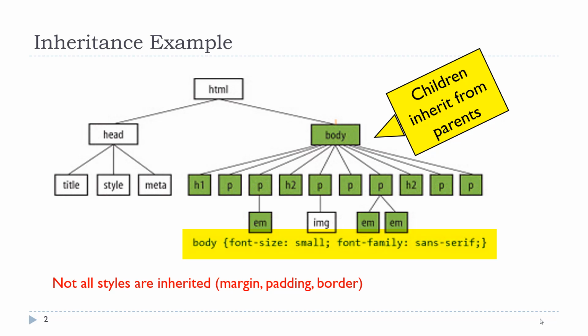So here we see an example of the styles being applied to the body tag. This is very common. We often will apply styles that we want everywhere to the body tag, and these are referred to as global styles, as they affect everything in the page. I would like to point out that not all styles are inherited. The box style properties, such as margin, padding, and border, are not inherited.